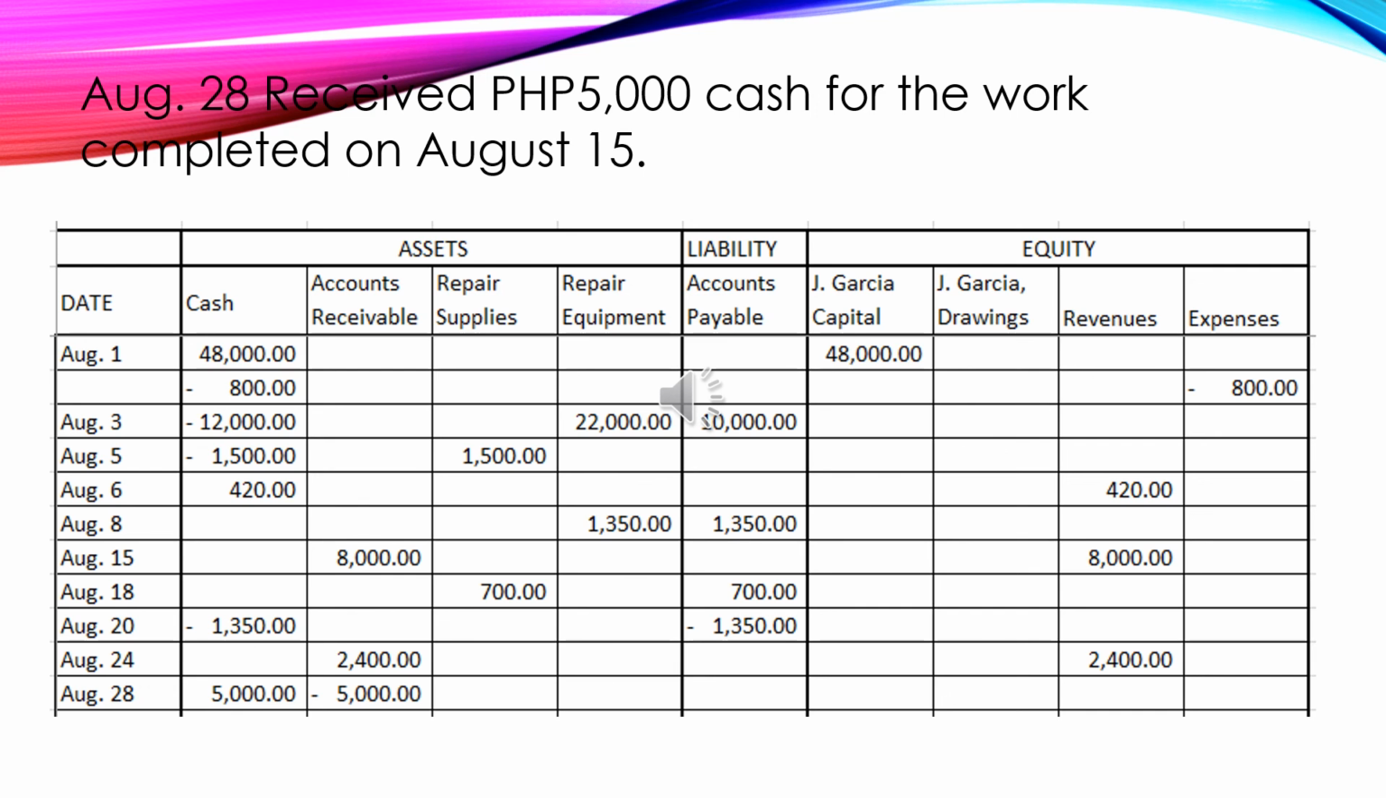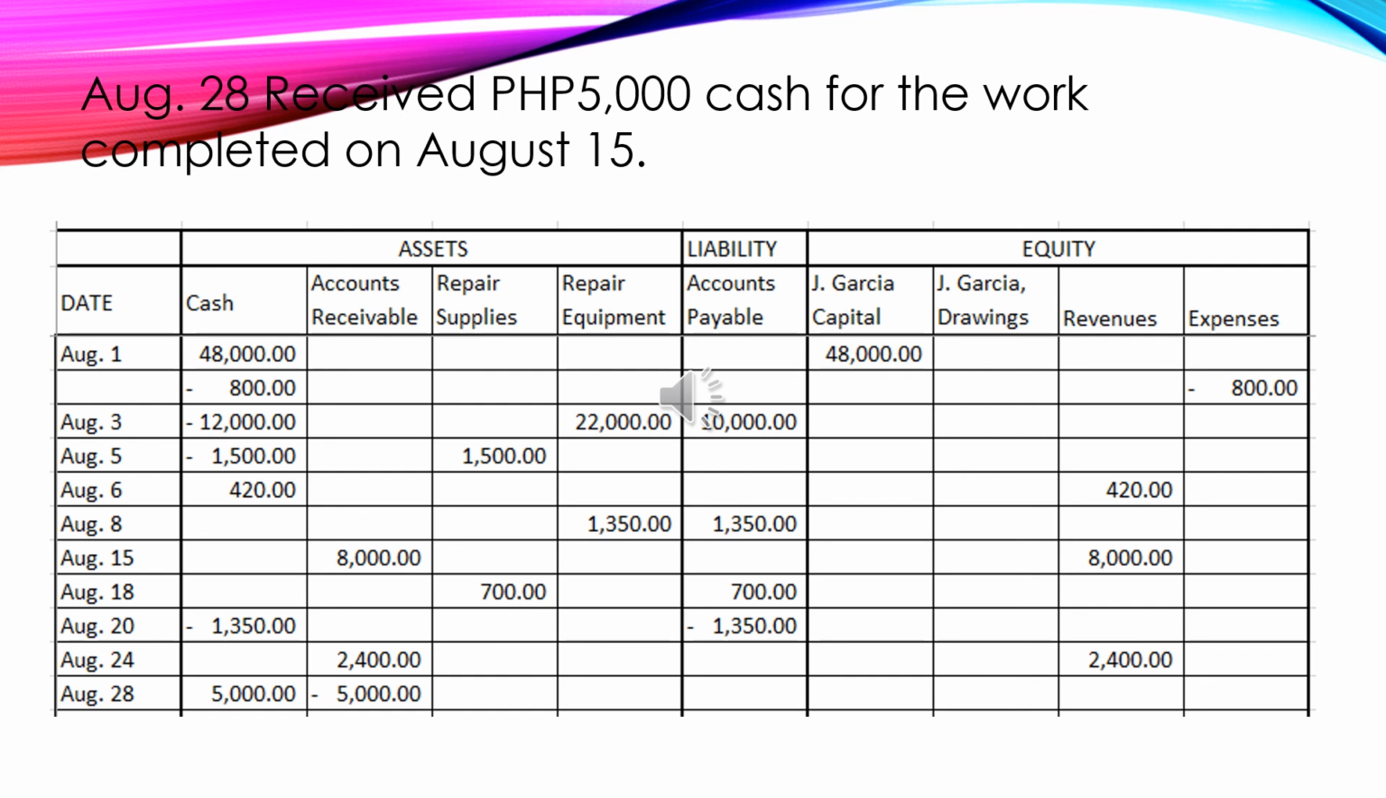Meron na lang yung dagdag sa cash. Kaya makikita nyo sa table, nag-increase yung cash ng 5,000 tapos nabawasan yung accounts receivable ng 5,000. Wala na yung effect sa revenue.